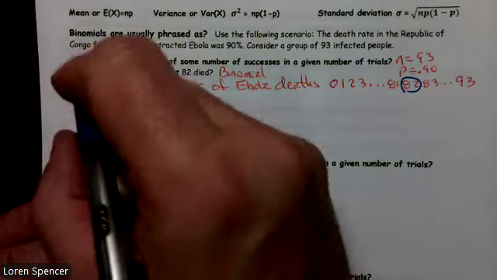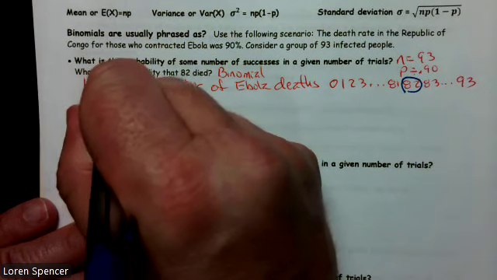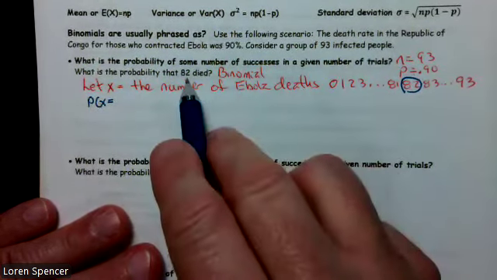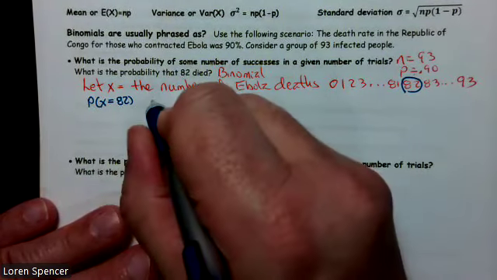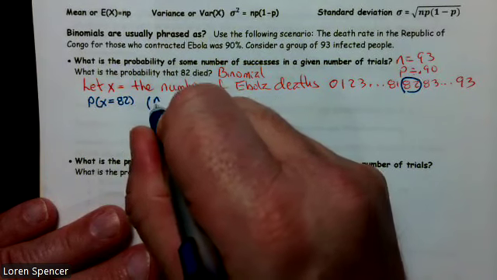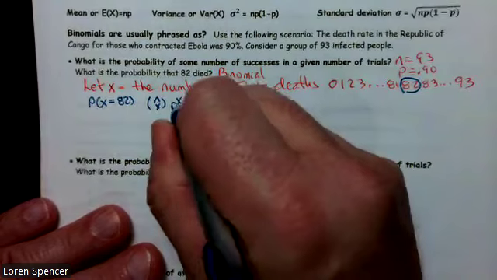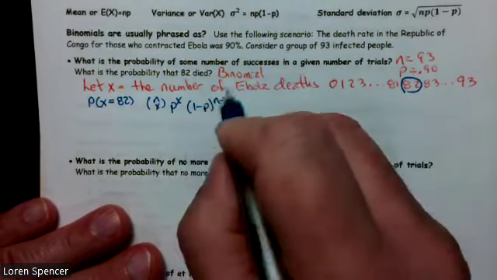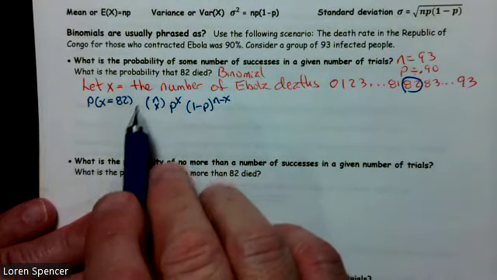So my probability statement is going to be the probability that X equals 82, 82 deaths. All right. My formula is going to be n choose x, p to the x, and then 1 minus p to the n minus x. The only difference between this and multiple values is multiple values will have a summation here.